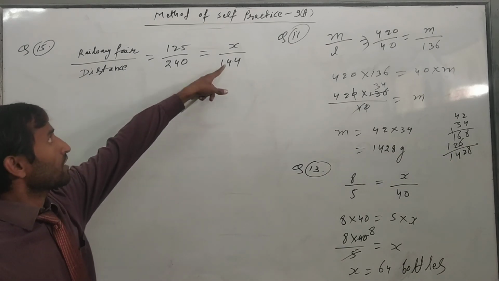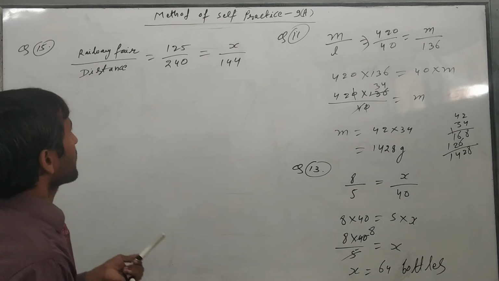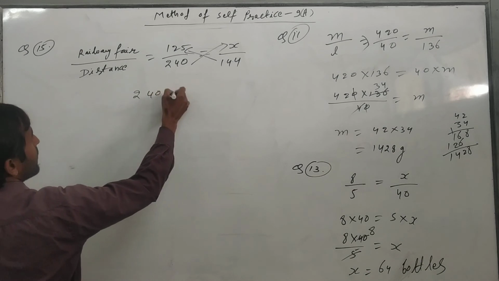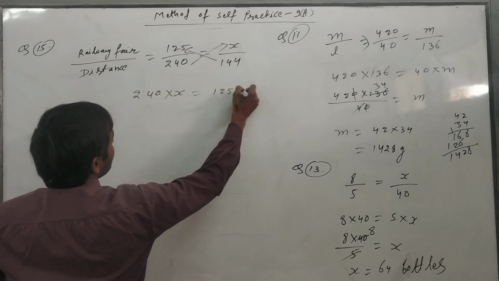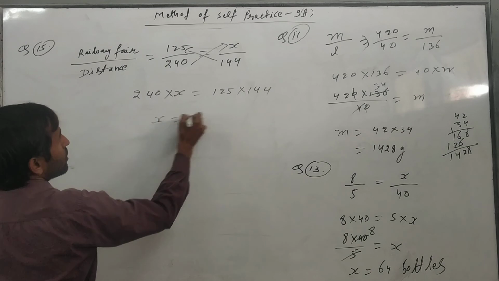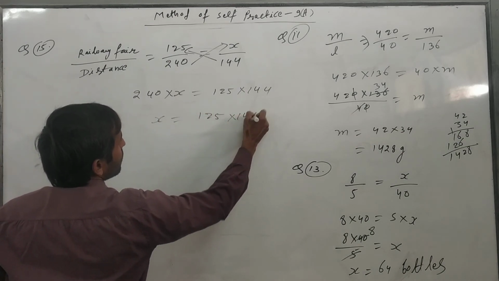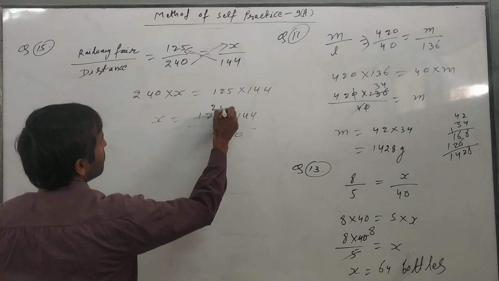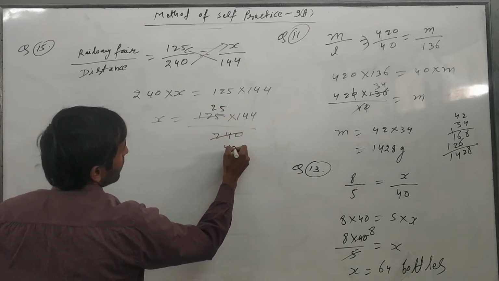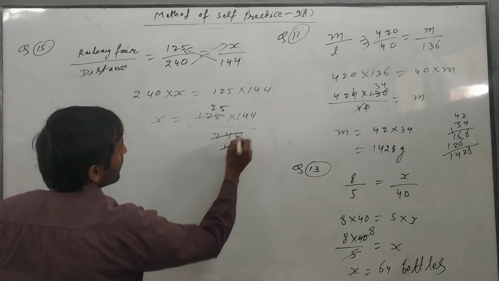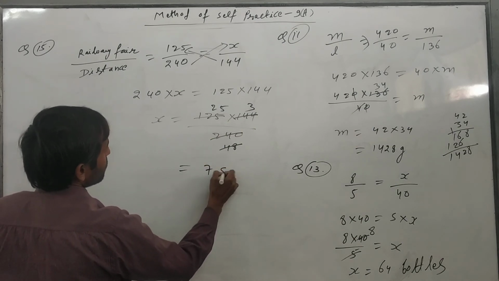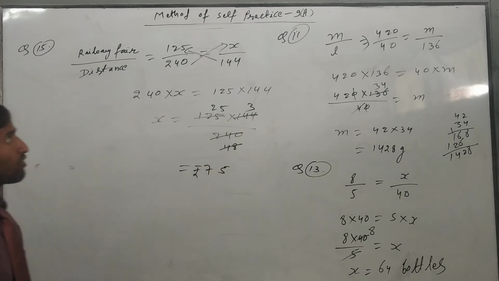So just again we have to take ratio of this, just cross multiply and cross multiply. So it will come 240 into x is equal to 125 into 144. So it will come x is equal to 125 into 144 upon 240. Now we have to cancel by 5 table. So it will come 25 and it will come 48. Again directly we can cancel by 3 table, and 3 into this it will come 75 rupees. So fare is 75 rupees for 144 km. Okay, this is the final.